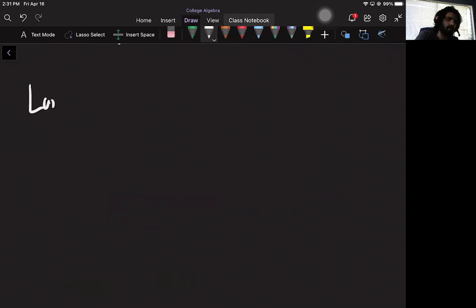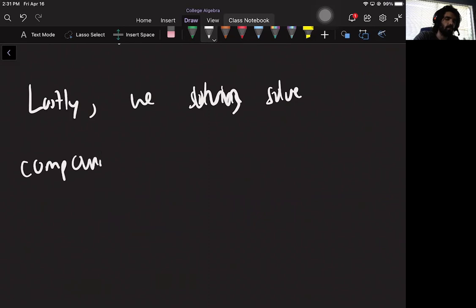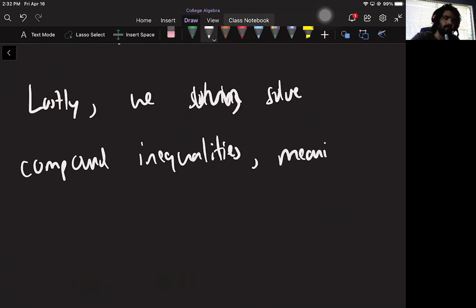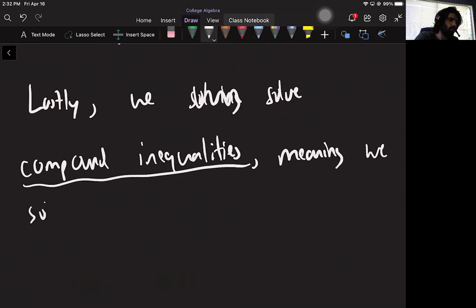Okay, so then lastly, we sort of up the complicatedness of it by solving the title of this lecture. Next, we solve compound inequalities, which is only slightly harder than what we've been doing, but it is harder. And what this means is we solve more than one at the same time.